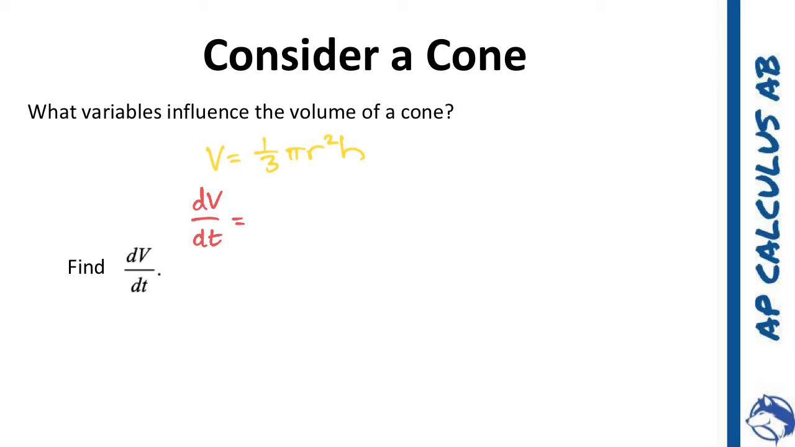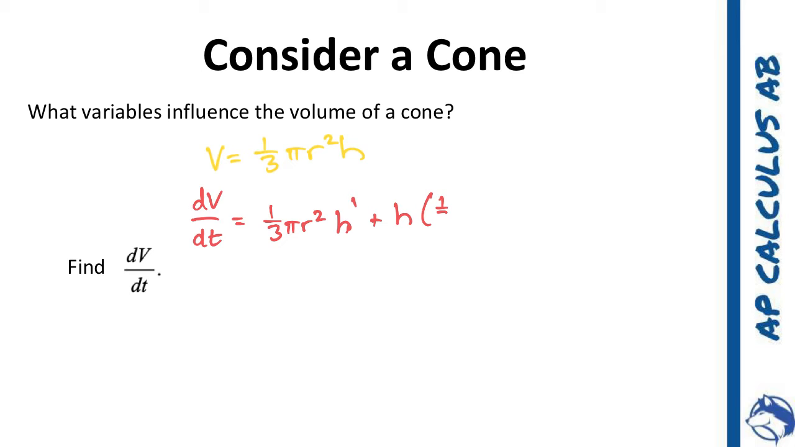And now what's happening here is I've got two variables that are dependent on time. So I've got to use the product rule and the chain rule to make this happen. So I'm going to put the 1/3 pi, I'm going to lump that with the r squared. So I'm going to do the first one times the derivative of the second one, which is h prime, or you could write dh/dt. You're going to see it both ways, so it's important to see it both ways. Then you're going to add it to the second one, times the derivative of the first one.